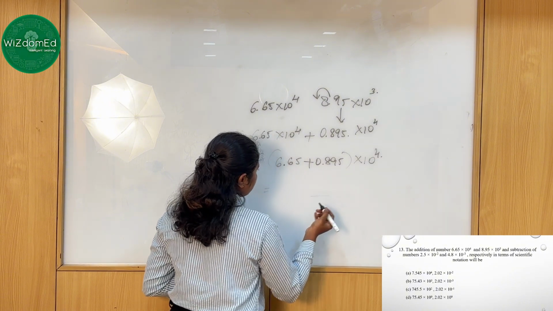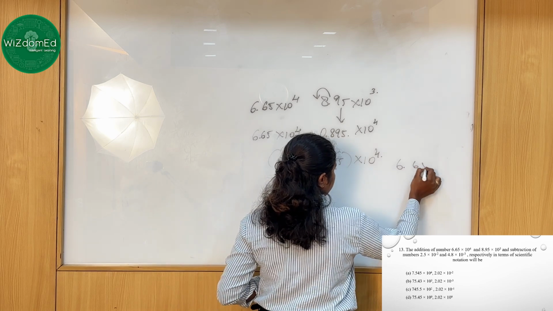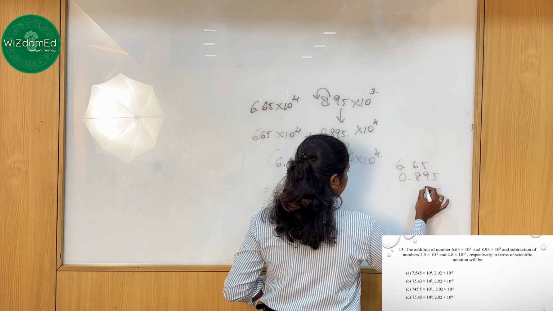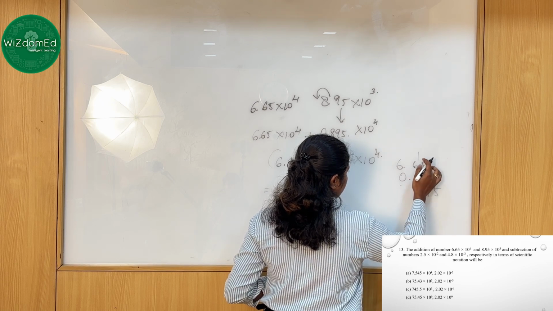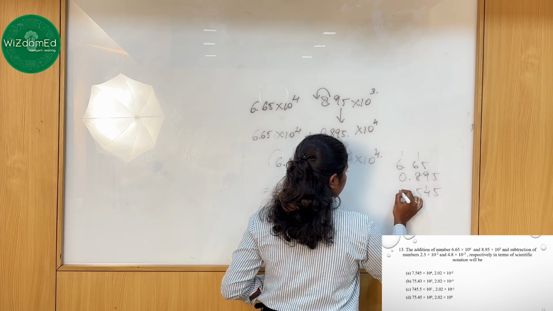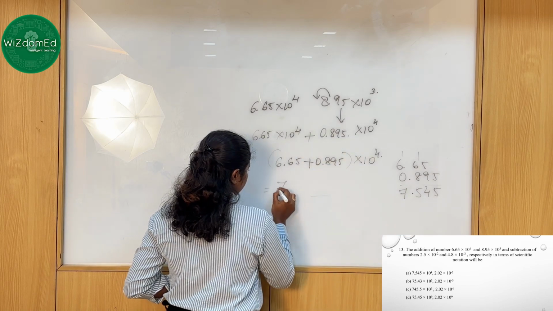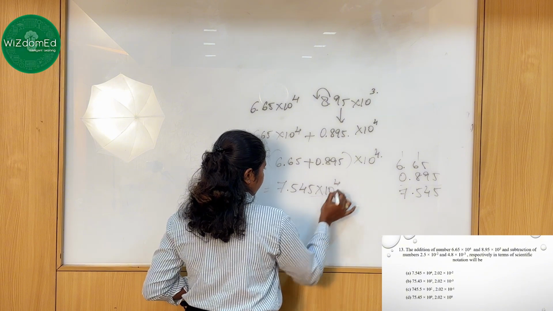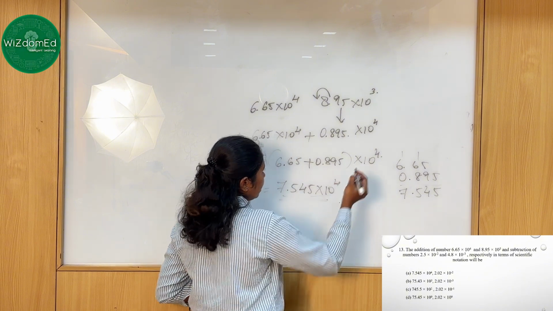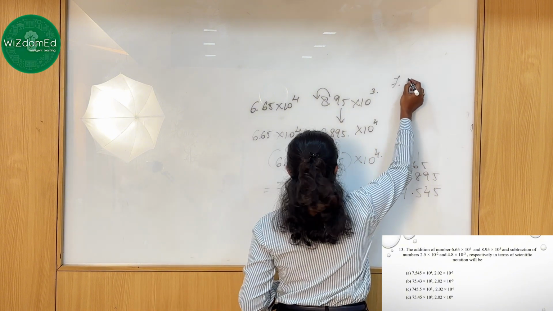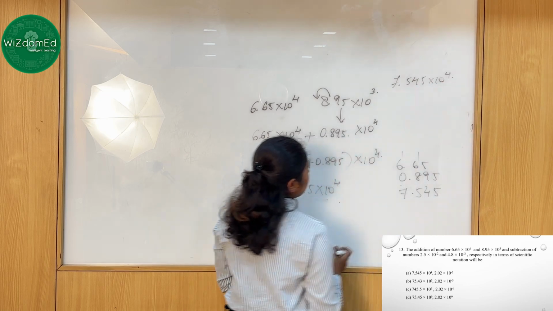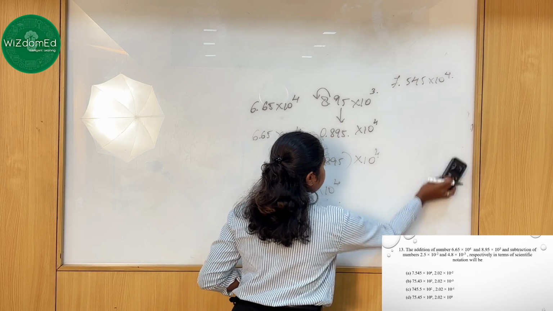So the final answer is going to be 6.65 plus 0.895, so it is 7.545 into 10 raised to power 4. So we have got the value for the addition, which is 7.545 into 10 raised to power 4. Now let's do it for subtraction.